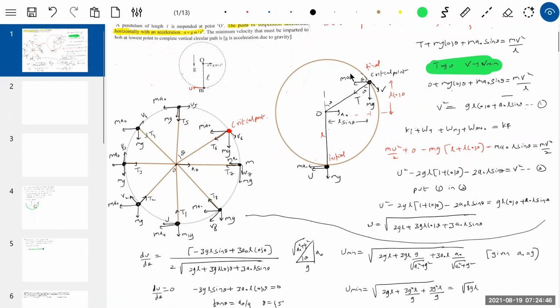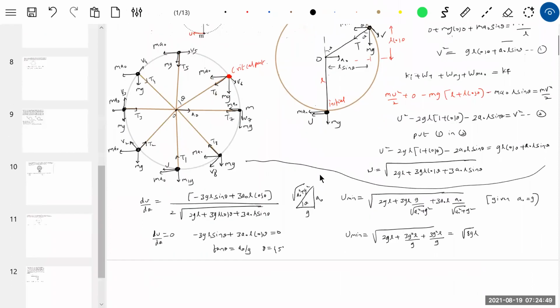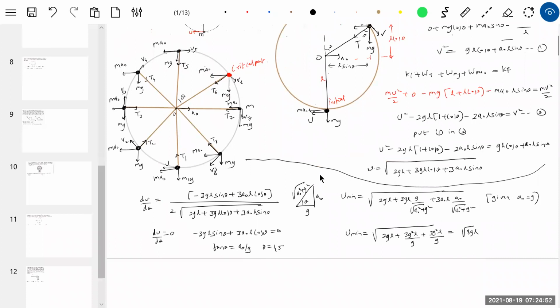Root 2. Check it. Okay, g will get cancelled. So I'll do one thing, gl. Okay, now check it. I think this should be our answer. Yeah, I modified it. This will be our final answer.